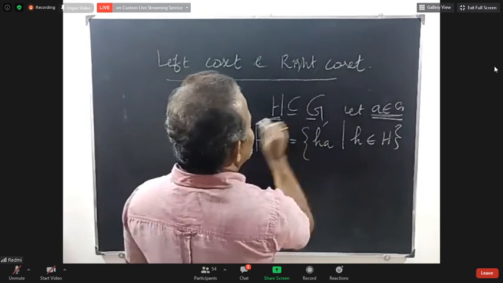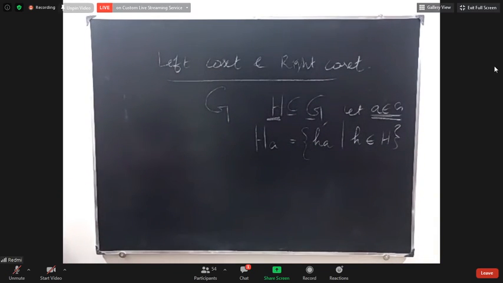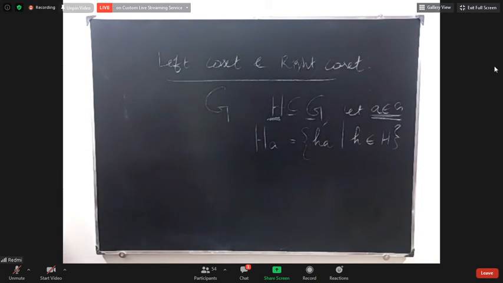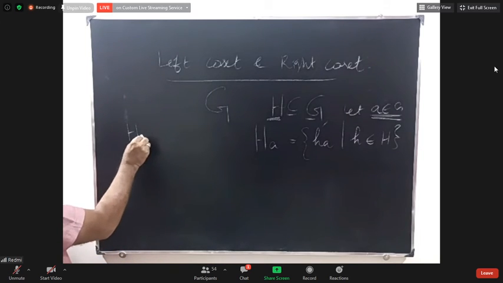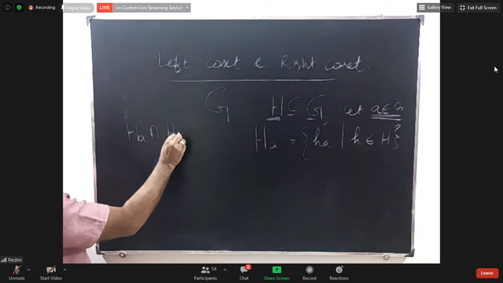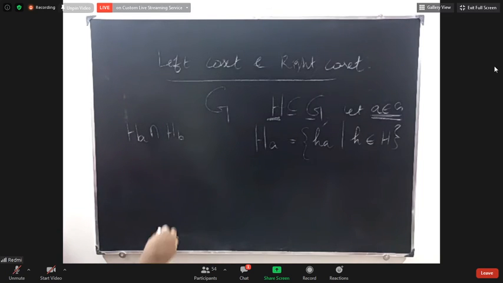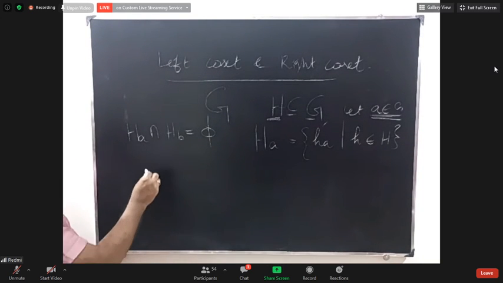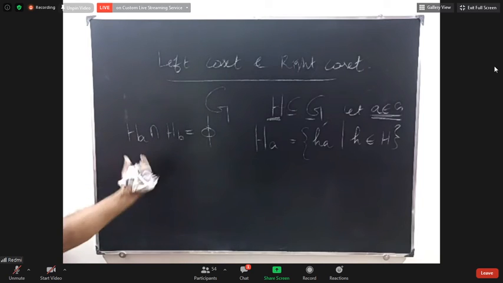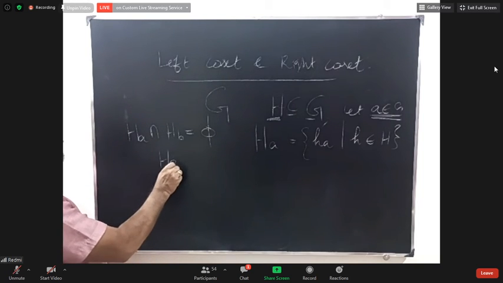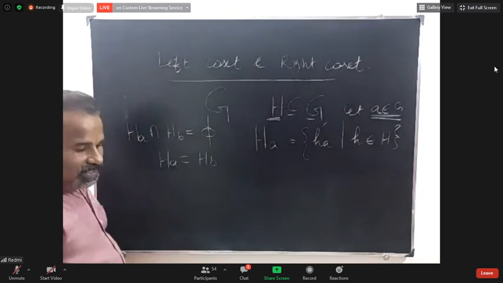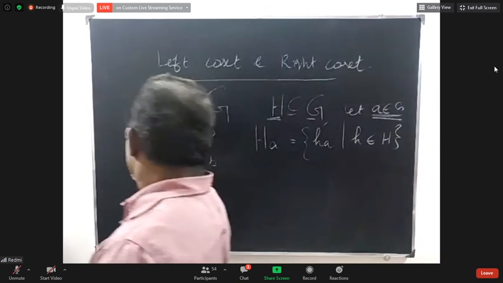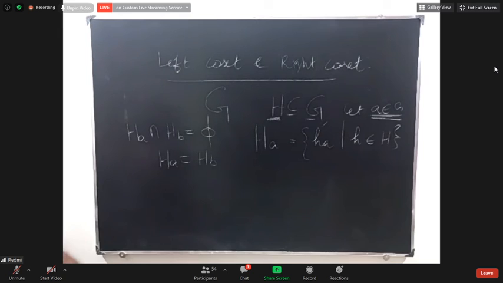H is a subgroup of G, not just a subset. Not only is it a subset, it will also be a subgroup. Suppose I say that HA intersection HB is either empty, that is distinct, or HA is equal to HB. Any two right cosets are either distinct or identical. That is most important.